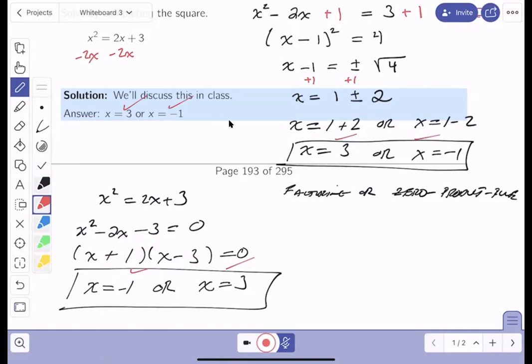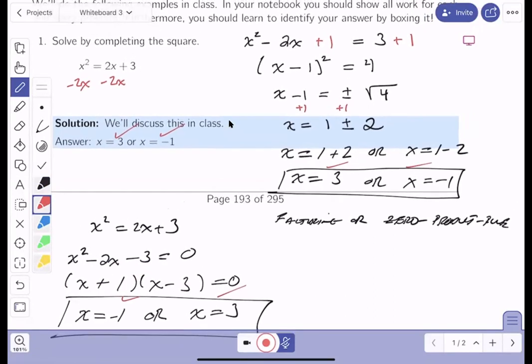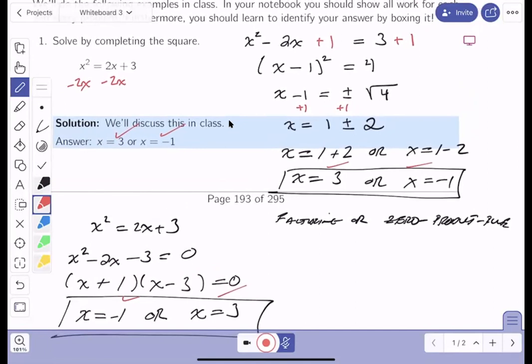All right. That's problem number 1. How'd they ask me to do it? Completing the square. All right. That's the way I did it. But I also want to go back to the past to make sure we can do that.